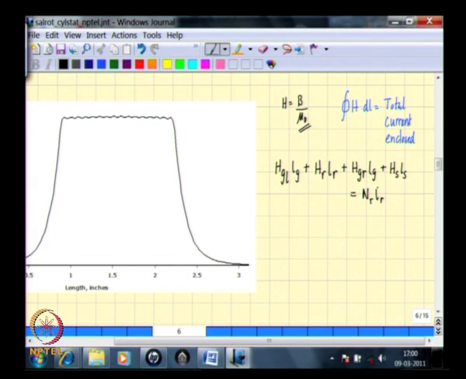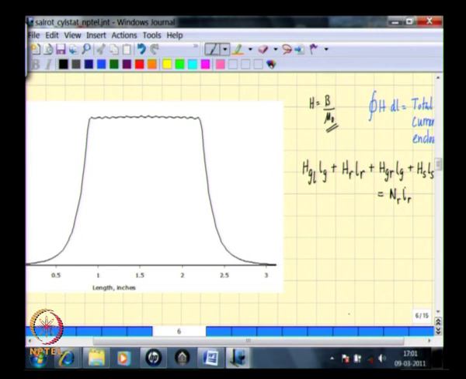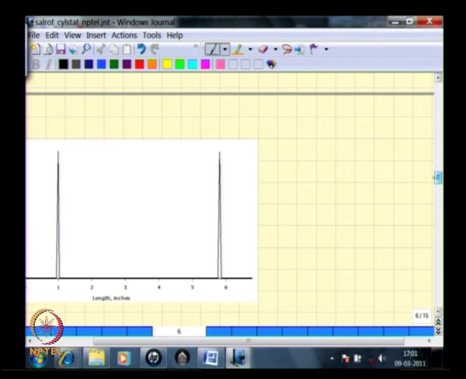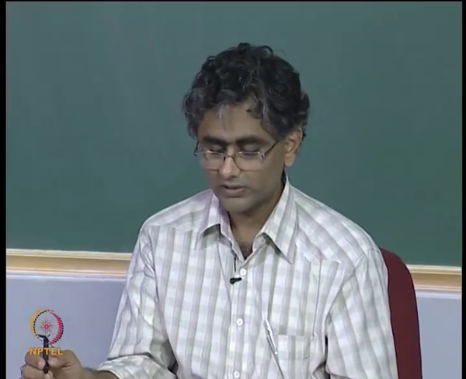So now in order to find out H, we need to solve this equation. And how do we solve it? We find that there is some H here, there is some H here, and so on. The sum total is equal to Nr into Ir, and therefore it would be interesting to see how H varies along this loop. The next plot shows this. This is the modulus of H as we travel around the loop that we have described.